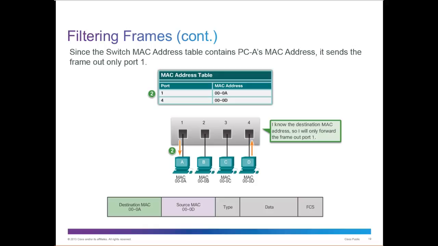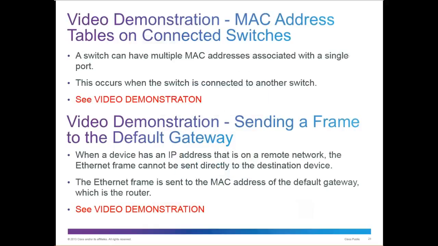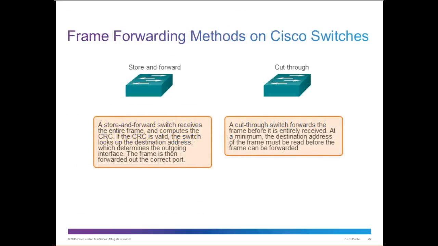So that's how MAC address tables get built inside of the switch. And as you can see, when A talks to D, the switch knows right where to send it and doesn't send it anywhere else. Now, in your curriculum there are a couple of videos, and I want you to watch them. There's a demonstration on MAC address tables and sending a frame to a default gateway. I want you to know what both of those are by the end of this. Watch the videos in the online curriculum. You probably did anyway because you read the chapter before coming here.